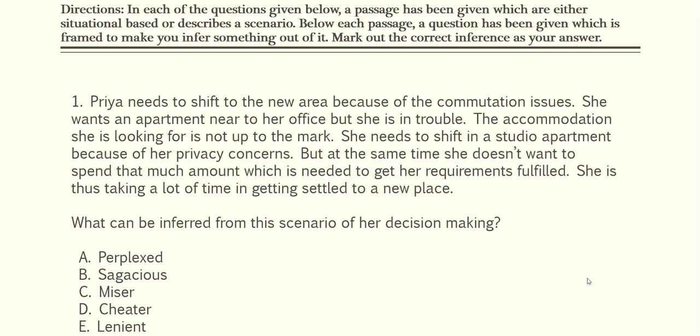So, after going through the passage, what can we infer? It is clearly given what can be inferred from this scenario of her decision making. See, from the beginning, we get to see that due to commutation issues, she wants to shift to a new area. Alright. She wants an apartment near to her office. Fine. But she is in trouble. The accommodation she is looking for is not up to the mark. It means it is not good. Fine. The accommodation she is searching for.